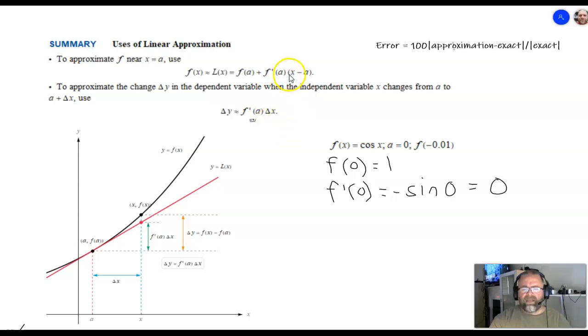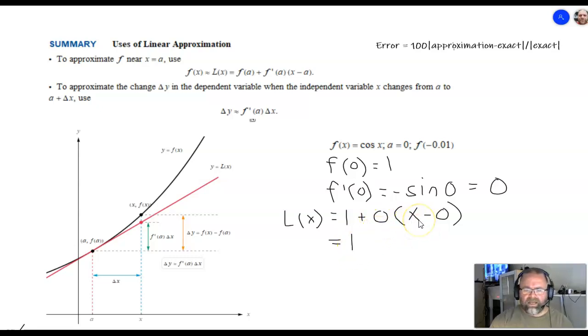And then we'll leave the x in there for now to get the equation and put in the 0 for a. So our linear approximation equation is going to be equal to f of 0, which is equal to 1, plus f prime of 0, which is equal to 0, times x minus 0. So there's our equation, and that's just going to simplify to 1. So the x actually gets zeroed out in this case, and we just have this.